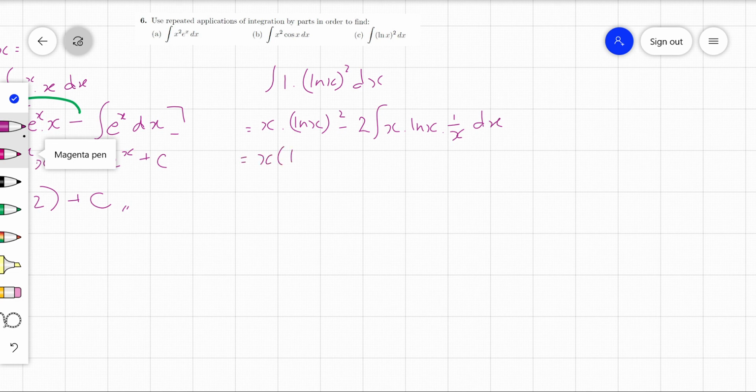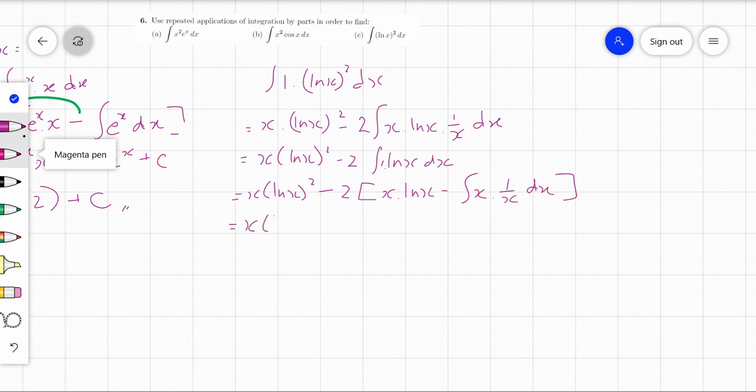Alright, so I've got x, I've got the log x squared. Here I end up with x times 1 on x, so I've just got a log x dx here. Alright, so I can do the same thing again. If I just keep that there, that was a minus. So again I can just times by a 1 there, so I can integrate the 1, leave the log x. So I've integrated the 1, now differentiate log x, I just get 1 on x.